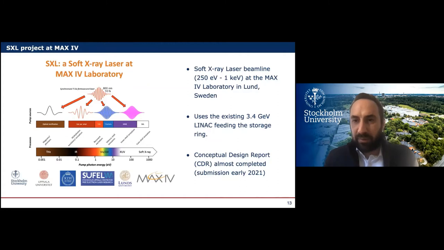And we're almost done. We have the draft. Last week, we made the first draft of the conceptual design report, and we'll submit it soon.